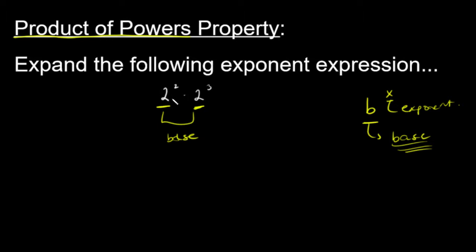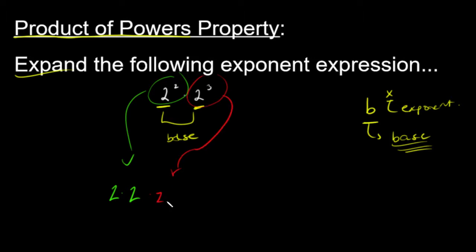Because these bases are the same is the reason why this property works. Now, I'll expand because it tells me to, and I think that's a good way to teach it. 2 to the second power is saying 2 times itself 2 times, so 2 times 2. That represents this bit here. The 2 to the second piece right here will come right here. That's 2 times 2. And then 2 to the third looks something like this. It's 2 times 2 times 2. And these are being multiplied together.